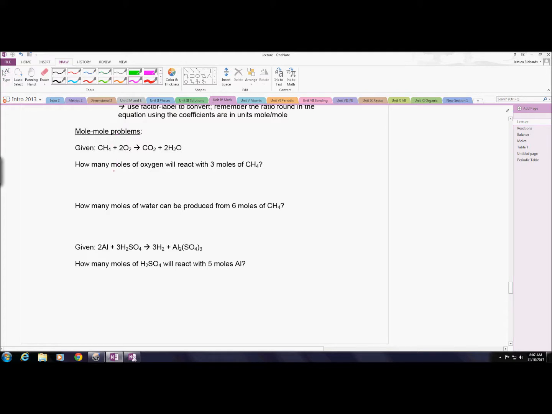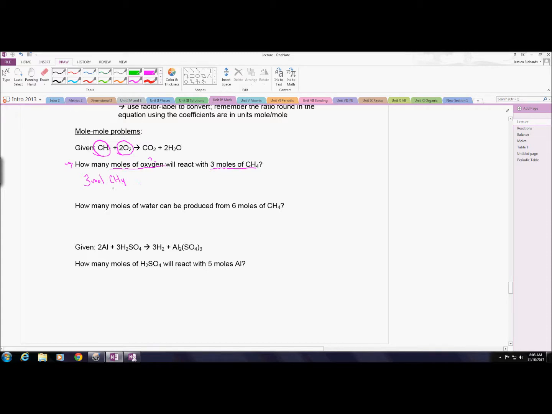So let's follow the steps of my procedure up there and read the first question. So it says, how many moles of oxygen will react with 3 moles of CH4? So I find oxygen in my equation. I find CH4 in my equation. And then I start by writing down the one that gave us a number. So they're starting with 3 moles of CH4. Now it is the factor label method, so notice that I left all the labels. I left 3 moles of CH4.